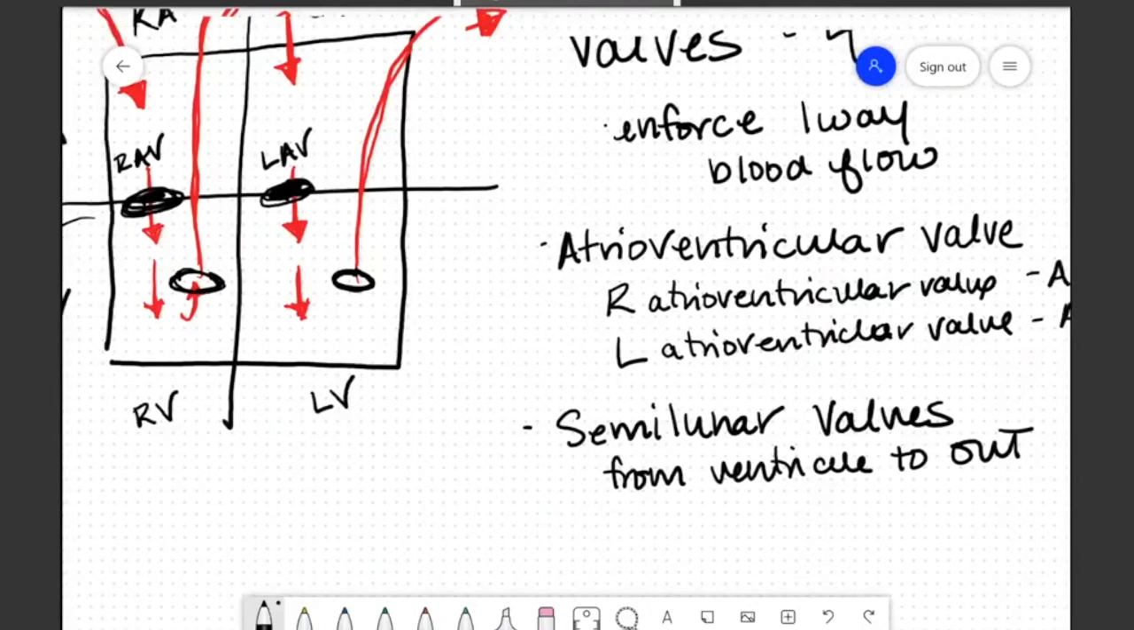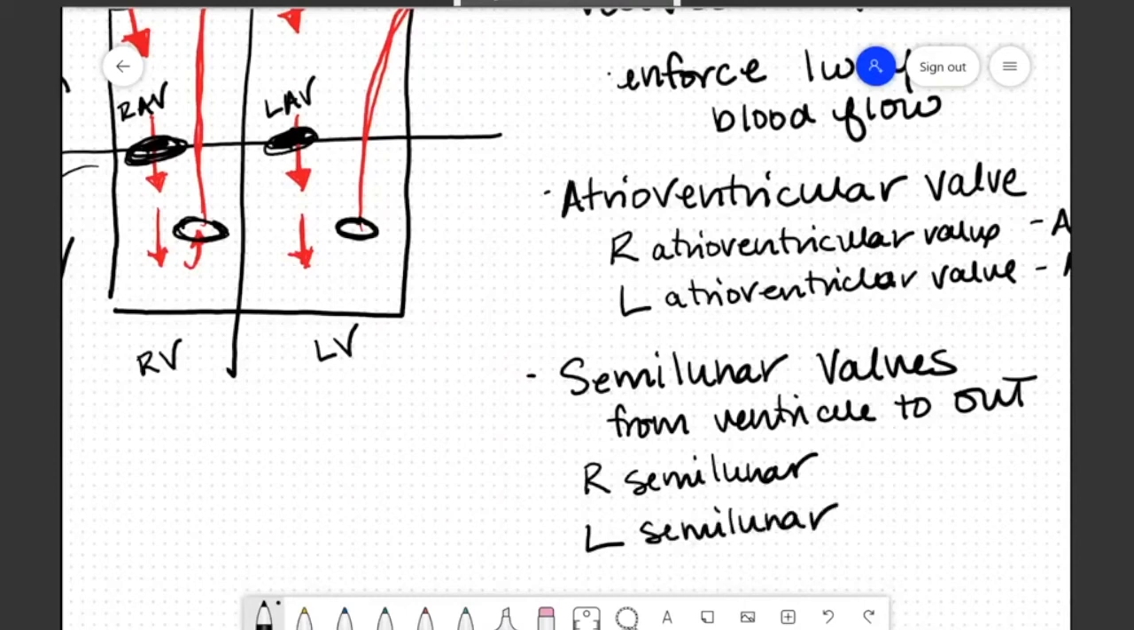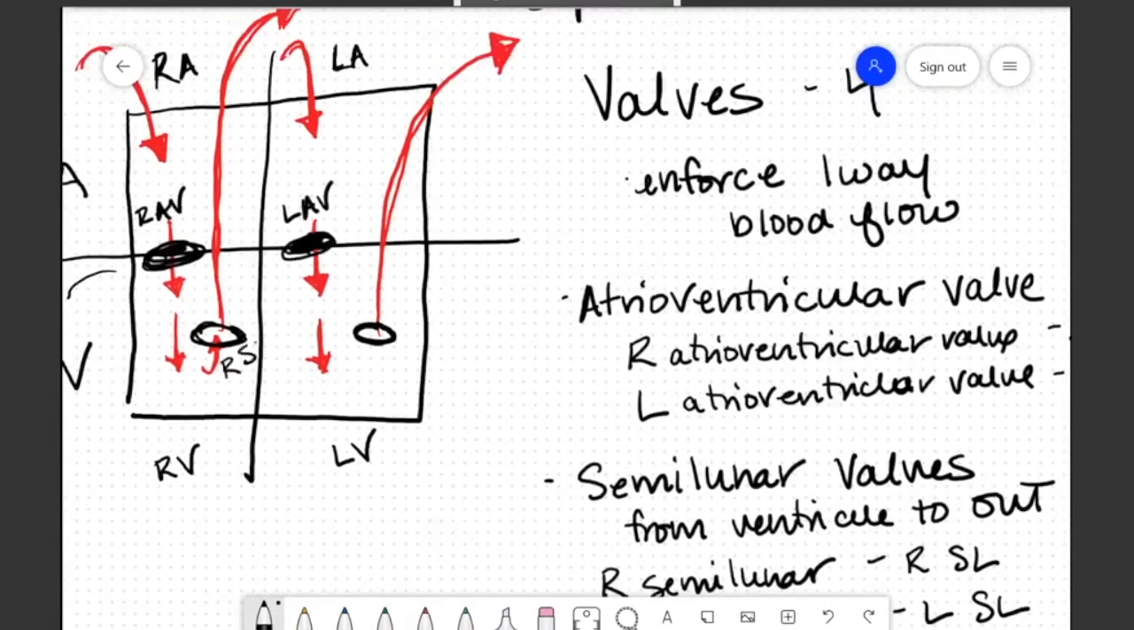It's going to follow the same pattern. You are going to have a right semilunar and a left semilunar. You can also shorthand these to right SL and left SL. So that means this guy up here is going to be your right semilunar, and this is your left semilunar valve. So now we have all of these doorways figured out.